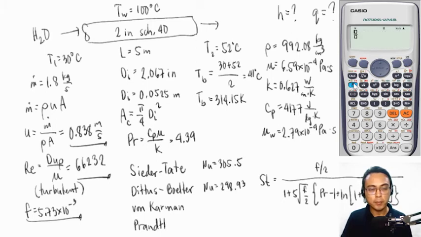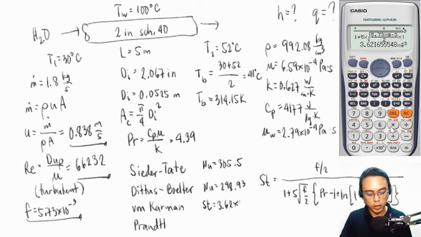That is fanning friction factor over 2, 5.73 times 10 raised to negative 3, divided by 1 plus 5 times the square root of the friction factor, 5.73 times 10 raised to negative 3 over 2, times Prandtl number, 4.39 minus 1, plus ln of 1 plus 5 over 6 times Prandtl number minus 1, 4.39 minus 1. Our Stanton number is 3.62 times 10 raised to negative 3.